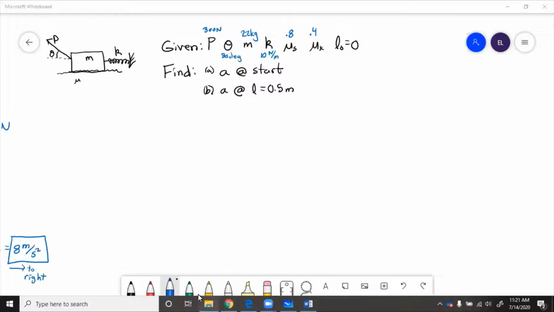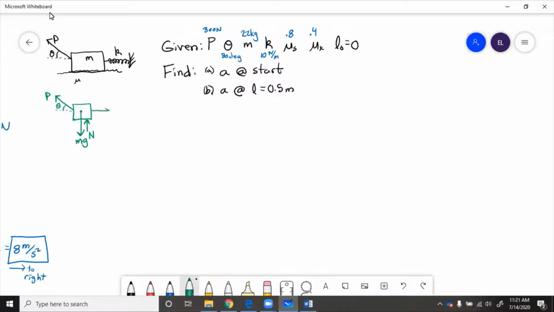So we'll work this out. First, step one always is draw a free body diagram. So we have the block. We've got the weight pulling down, normal force pushing up, the pulling force pulling to the side and up.